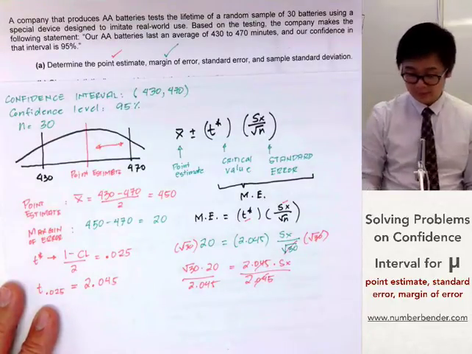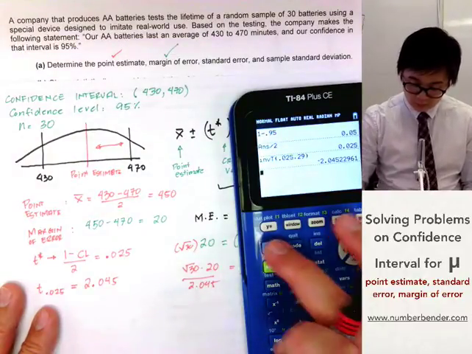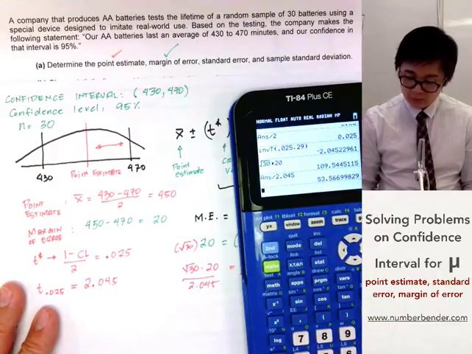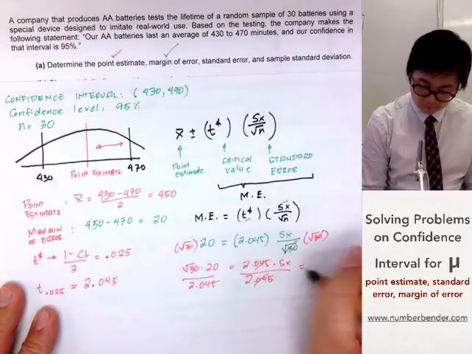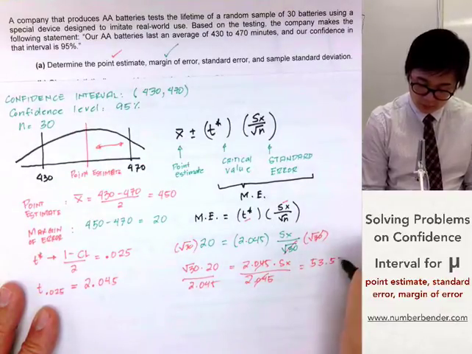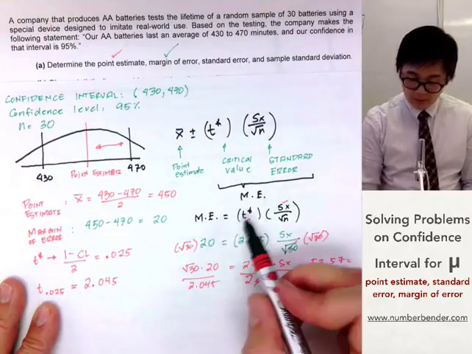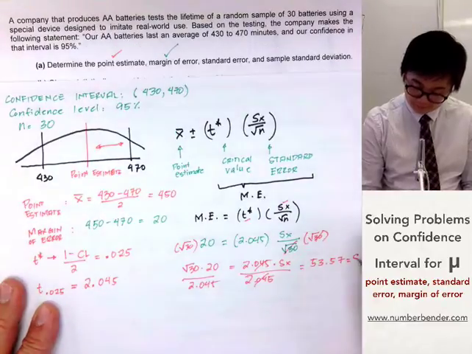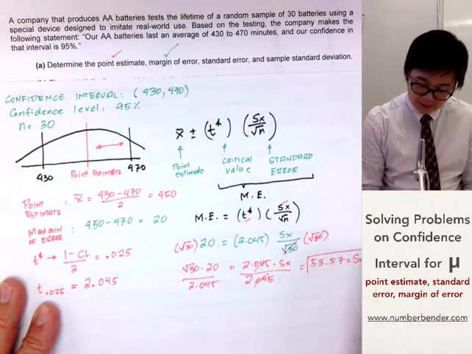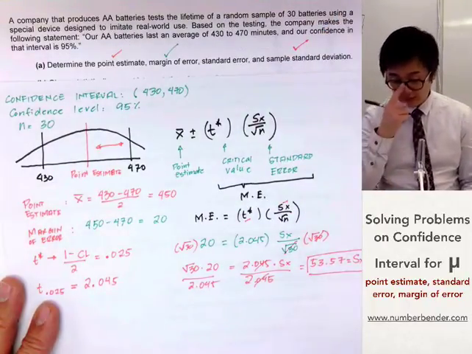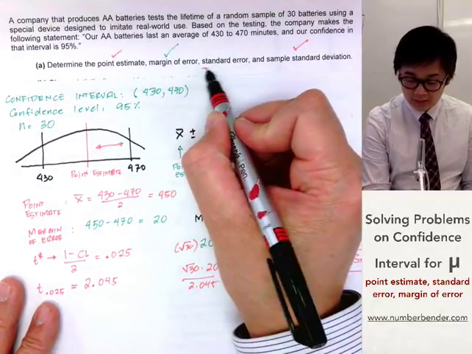And by dividing both sides by 2.045, we'll have our Sx. With our calculator, square root of 30 times 20 divided by 2.045 is 53.57. And 53.57 will be our Sx, and Sx is the sample standard deviation. So we know what the sample standard deviation is. We're just looking for the standard error now.